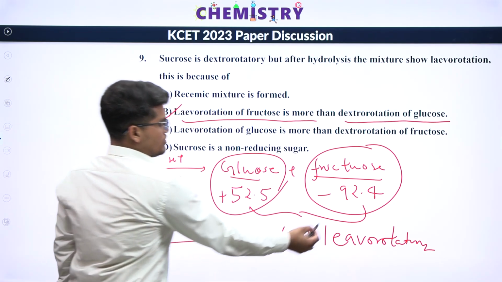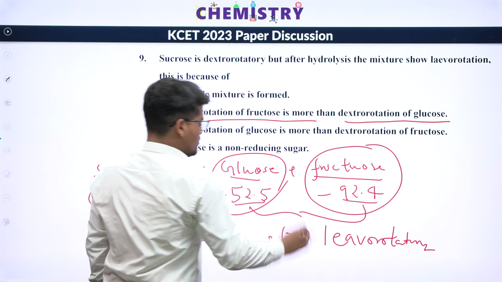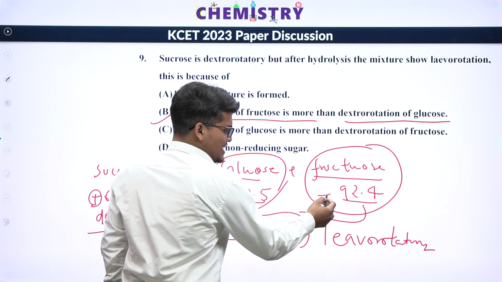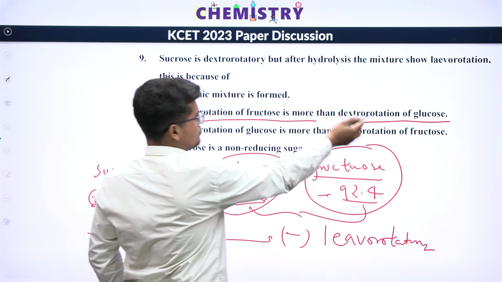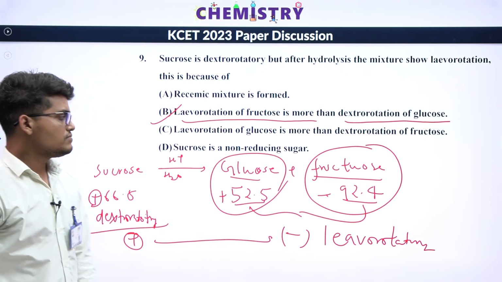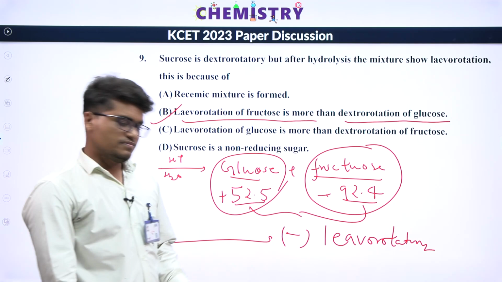Correct. You can see the value 92.4 is greater than 52.5. This minus represents levo-rotatory. So the levo-rotation of the fructose is more than the dextro-rotation of the glucose. Correct. Fine. So option B will be the correct option.